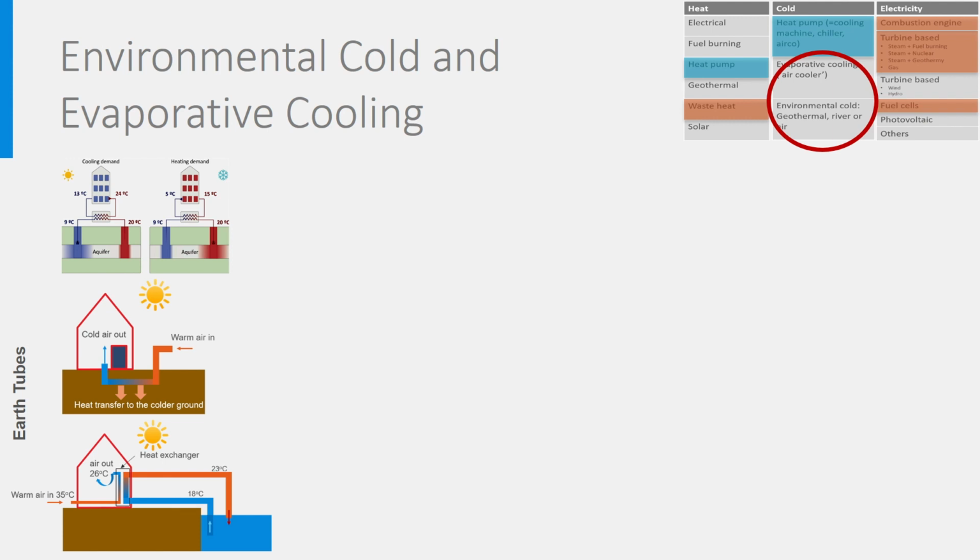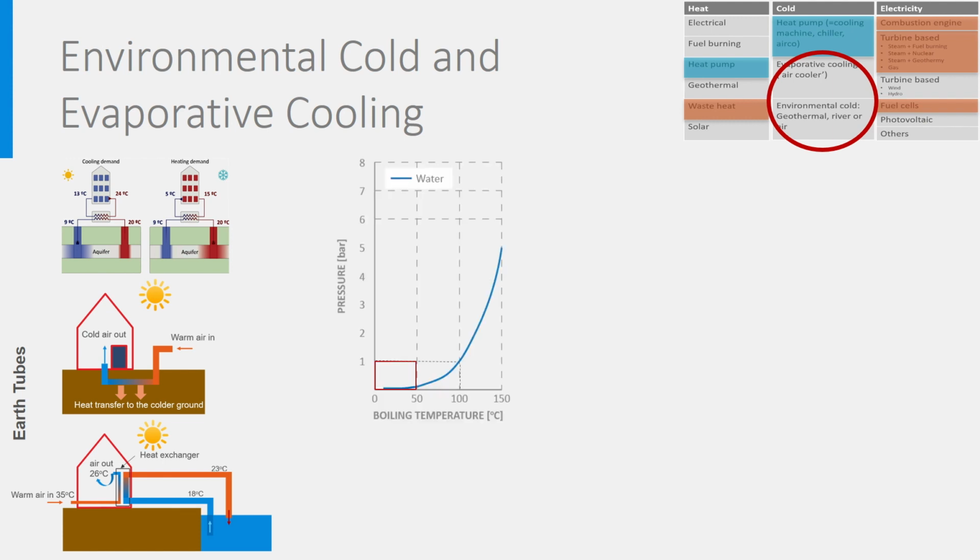Finally, we can use evaporative cooling to cool air. Evaporative cooling is possible due to the ability of water to evaporate in air when the air is not saturated. You have learned that water evaporates at 100 degrees Celsius at atmospheric pressure, which is 1 bar. At lower pressures, the evaporation temperature of water is much lower. See the red rectangle in the picture. Air is a mixture of different gases, including water. The partial pressure of water in air is very low, by which it can evaporate at outdoor temperature.